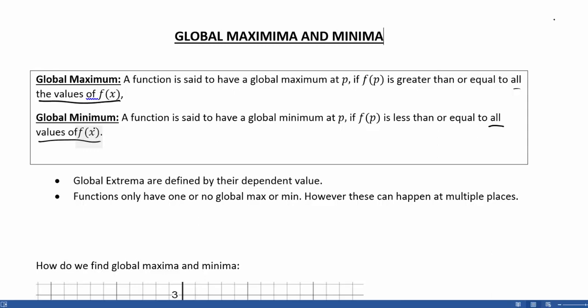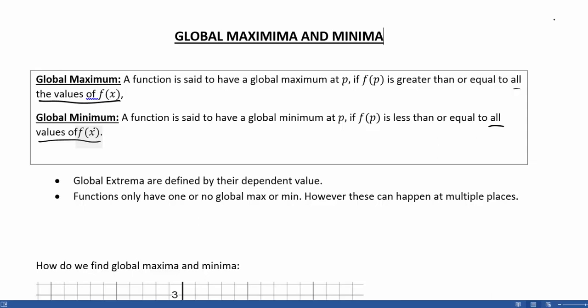However, this can happen in multiple places. So there's either one highest value for your function or no highest value. Think of a function that goes on forever and ever, and that function will not have a highest value. Similarly, a function can only have one or no global minimum. So there's either one lowest value or no lowest value. However, you can have a function that hits the highest or lowest value in multiple places. However, there's still only one highest or lowest value.